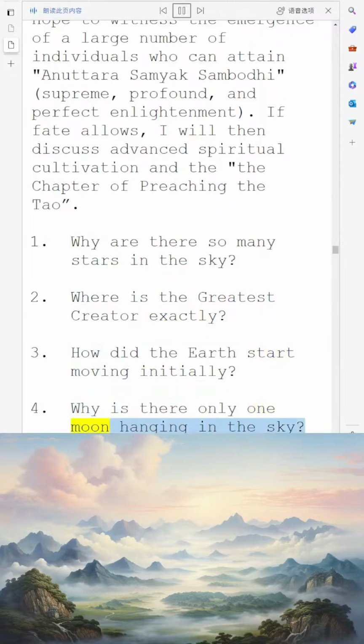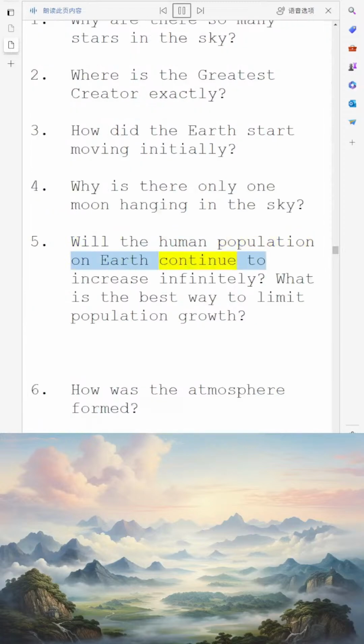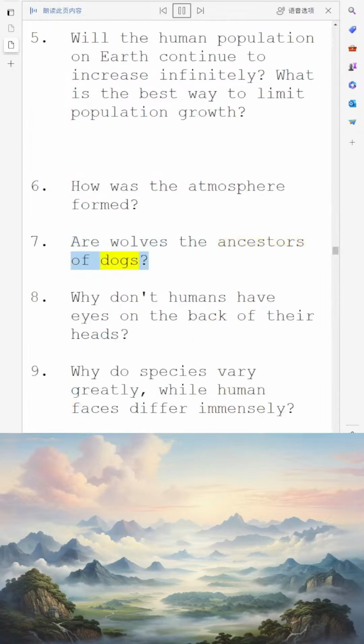Why is there only one moon hanging in the sky? Will the human population on Earth continue to increase infinitely? What is the best way to limit population growth? How was the atmosphere formed? Are wolves the ancestors of dogs?